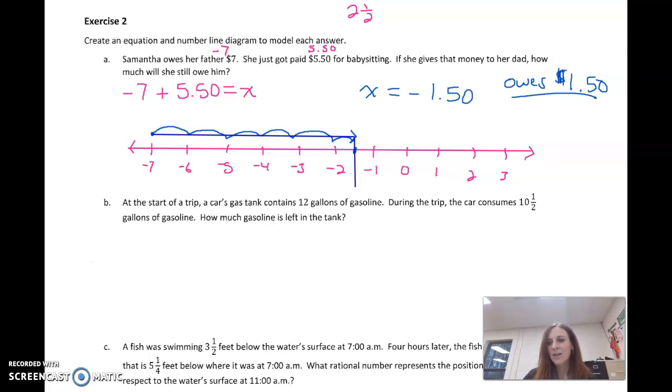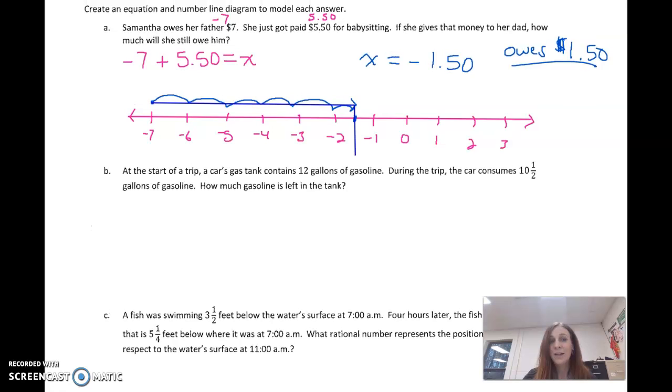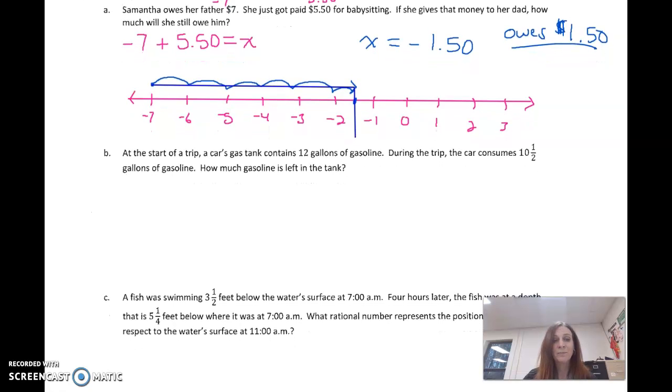All right, so let's look at another example. Again, equation and number line. At the start of a trip, a car's gas tank contains 12 gallons. Seems positive to me, but it consumes 10.5, so I think that's going to be negative. How much gasoline is left in the tank? So I'm going to take 12 and I'm going to add it to a negative 10.5.